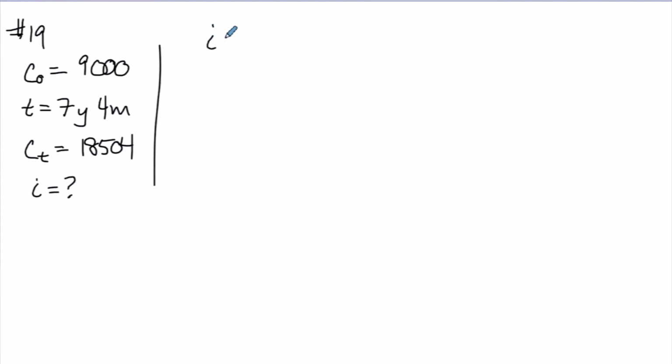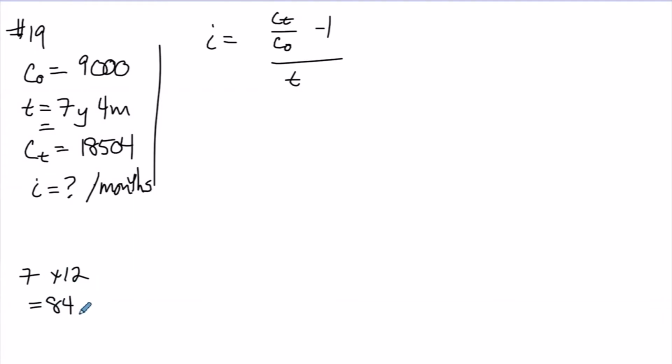Pull out our formula. I equals CT over C0 minus 1, all of that divided by T. Now I didn't deal with my term here yet. We're told that was in months, so I need to get my T into months. I've got 7 years. There's 12 months in a year, which I think we've seen already was 84 months. And then there's an additional 4 months on there. So my total is 88 months.